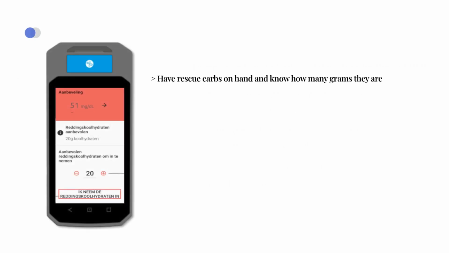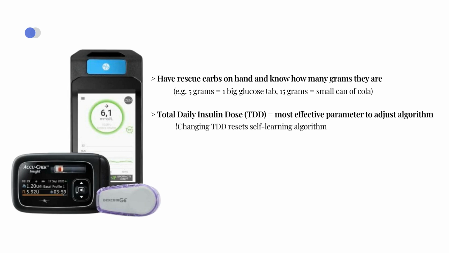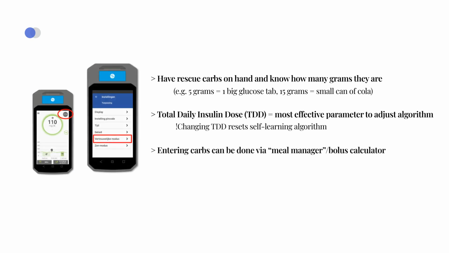Have rescue carbohydrates on hand and be familiar with the amount of carbohydrates they contain, for example 5, 10, or 15 grams, for quick and easy administration. Adjusting the total daily insulin dose is the most effective parameter for fine-tuning the Diabeloop algorithm. However, avoid making frequent adjustments as it resets long-term learning. You can enter carbohydrate information either through the bolus calculator or as rescue carbs. If you choose the latter option, the system will not provide additional insulin for the carbohydrates consumed.